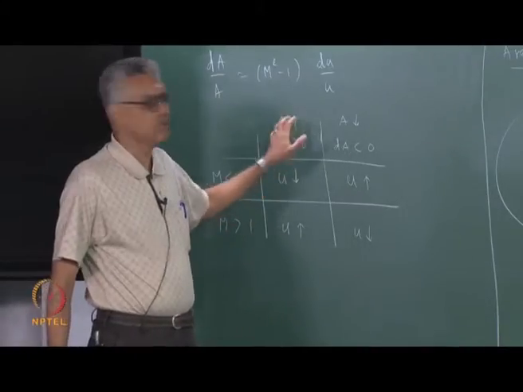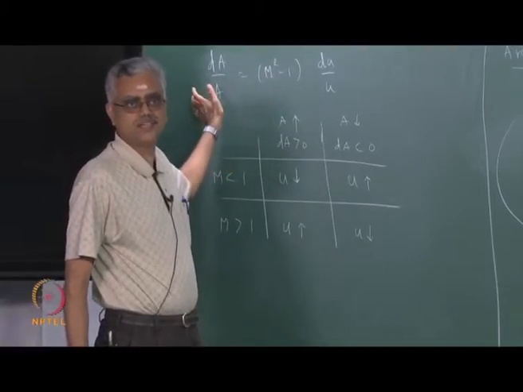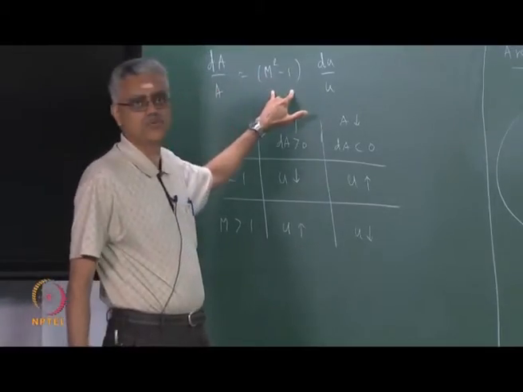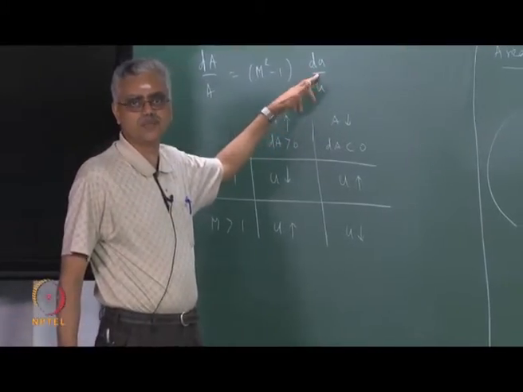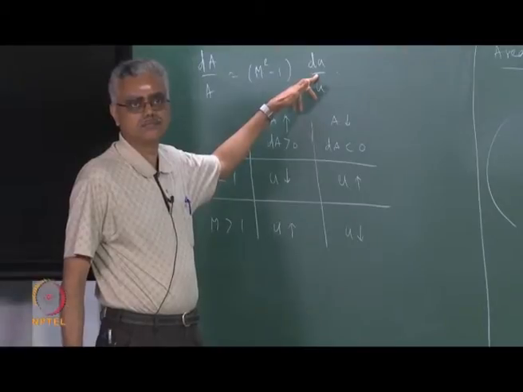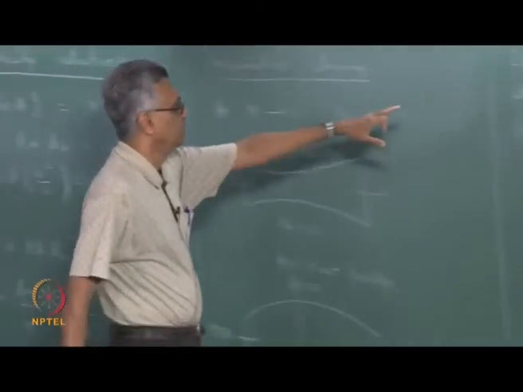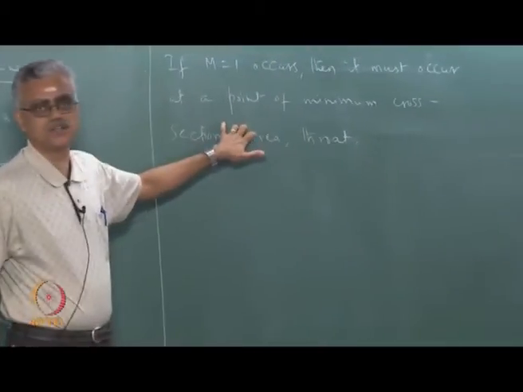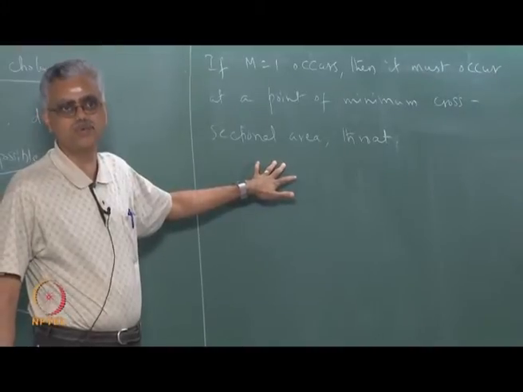That is not necessary because the right hand side has two terms. So if the left hand side goes to 0, either this can go to 0 or it is possible that this can go to 0, in which case m can be anything, it need not go to 1. So the converse is not always true. If m equal to 1 occurs, it must occur at the throat, but just because you have a throat does not mean that m should always be 1 there.